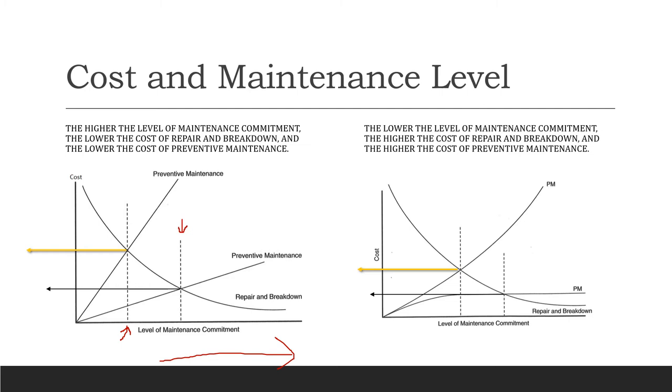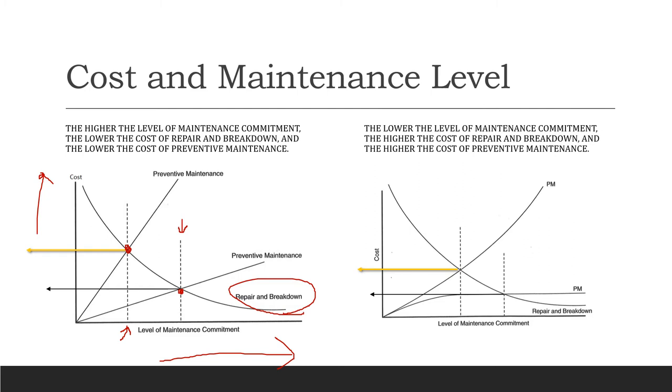Low maintenance commitment, and it is increasing in this direction. So at this point, higher level of commitment. At this point, lower level of commitment. So the higher the level of maintenance commitment, the lower the cost of repair and breakdown. So we want to take a look at the cost of your repair. Your cost is the y-axis, cost going up that way. So yellow is higher than black.